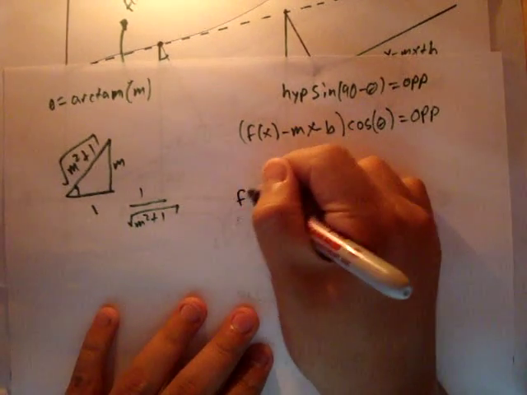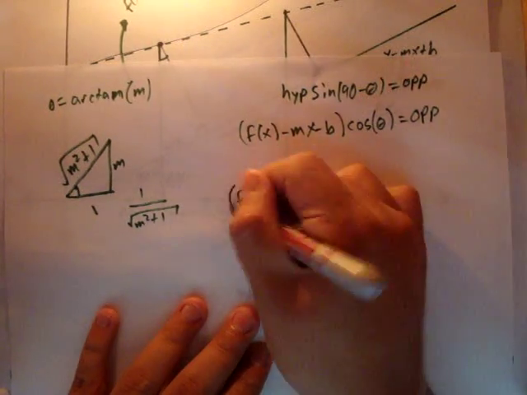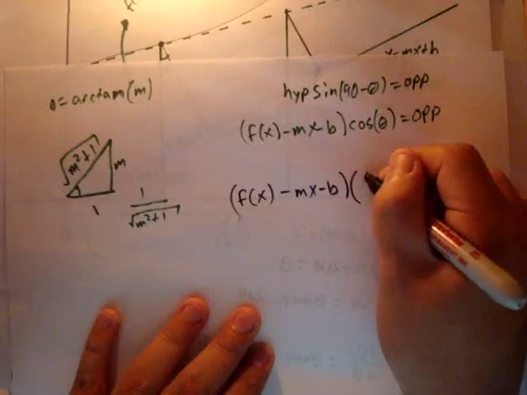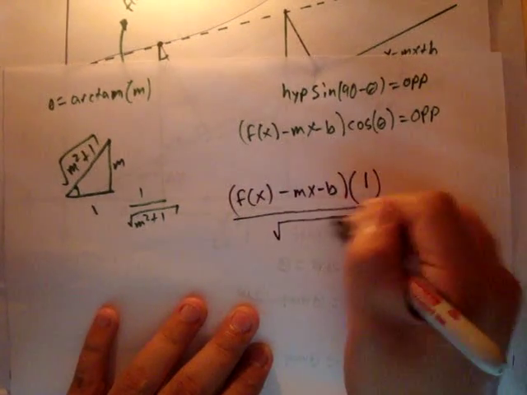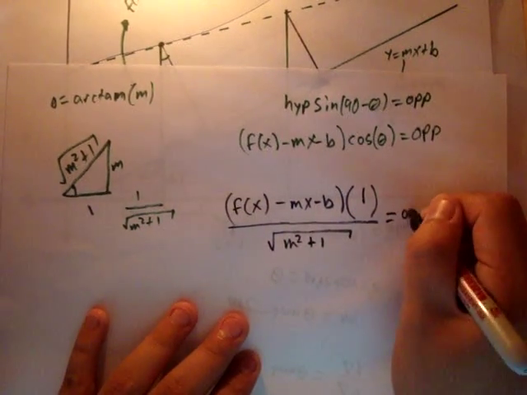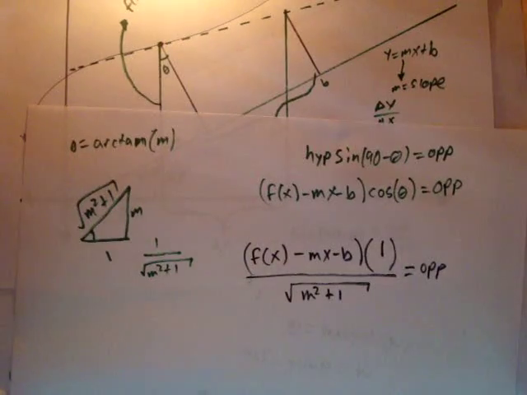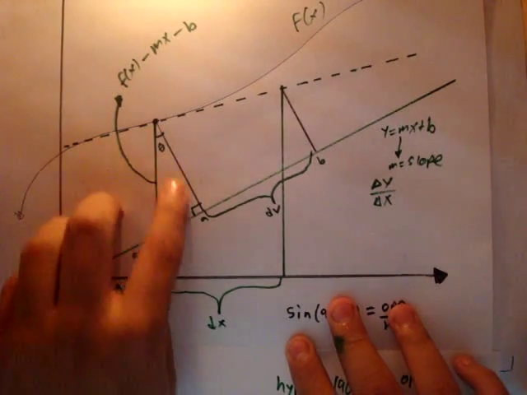So we get f of x minus mx minus b times 1 over square root m squared plus 1. This actually will equal our opposite, and it does a really good job at it. So what else are we missing? We already have this length.